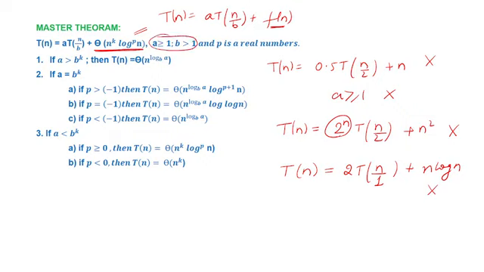You have to be very clear with the conditions that a should always be greater than or equal to 1. You cannot take a as 0, and b you cannot take 0. b has to be greater than 1. It means you should have something in the denominator and you should have something greater than or equal to 1 in the numerator. Then only you can apply the master's theorem. So this is the simplest method to analyze the time complexity of any recurrence relation.